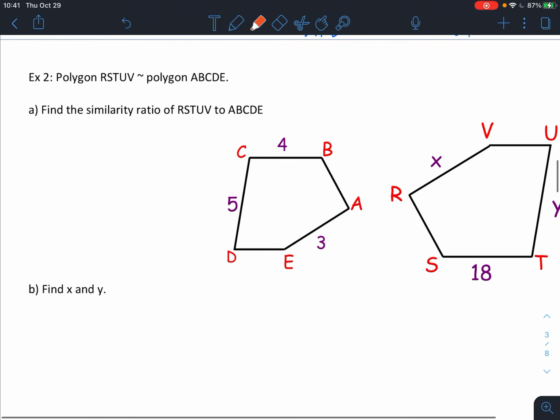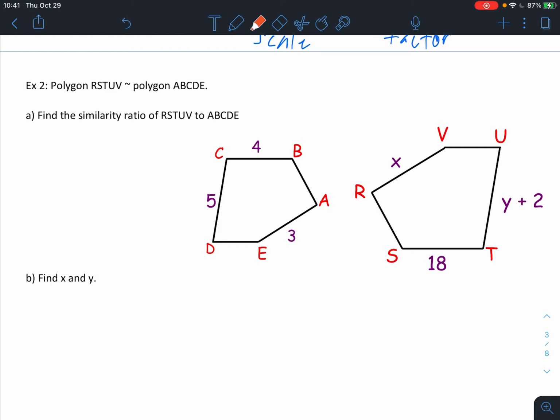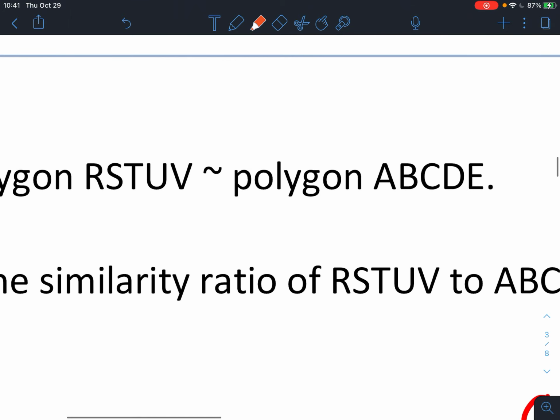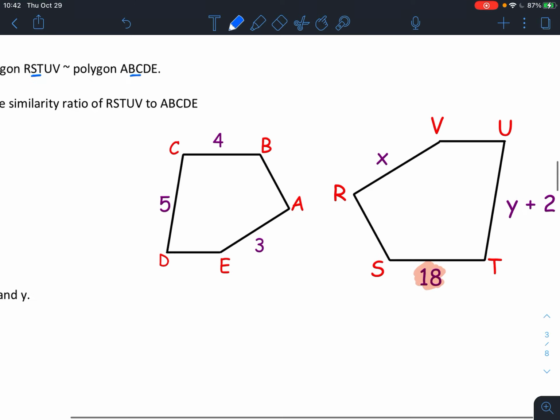Part A says find the similarity ratio of these 2 polygons. We need 2 sides that match up. If you look at the polygon on the right, we only know one side length, and that side length is ST. What side is ST proportional to? ST is the second and third letters. Over here, BC is the second and third letters. So we know our ratio is ST to BC.